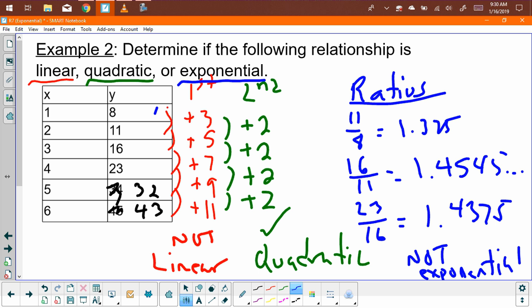Okay, so those are the three tests that you can run from a table of values: first differences, second differences, and checking the ratios of your y values.